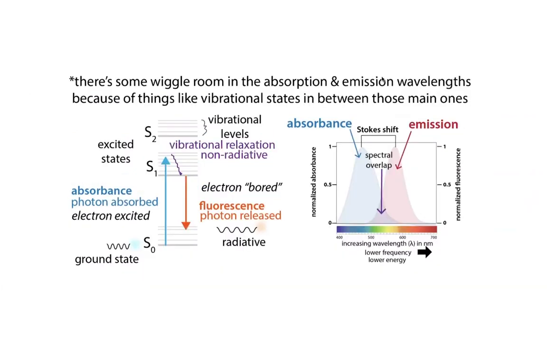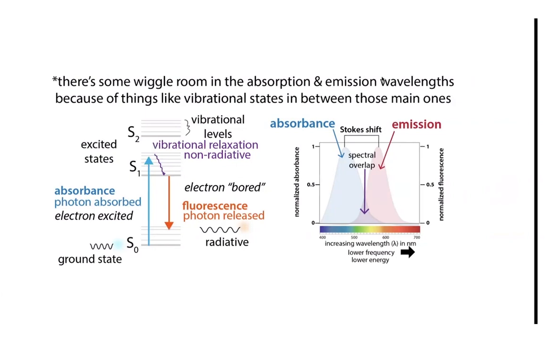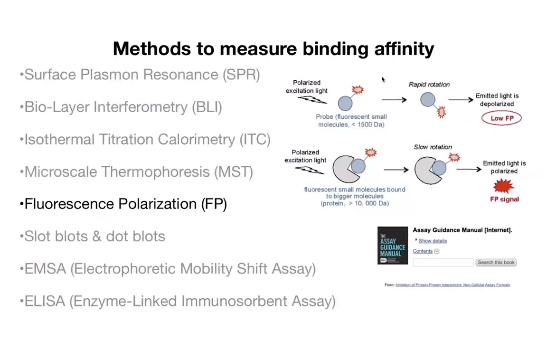Typically, they absorb light at a higher energy, shorter wavelength, and that excites an electron. That electron can't stay excited forever, so it falls back down. It has to give back the energy, but it loses some of that energy in things like vibrational relaxation, which is non-radiative, so it's not giving off light. Therefore, the light that's emitted is of a lower energy, a longer wavelength. So this is the basic principle of fluorescence, and we can take advantage of it in fluorescence polarization.